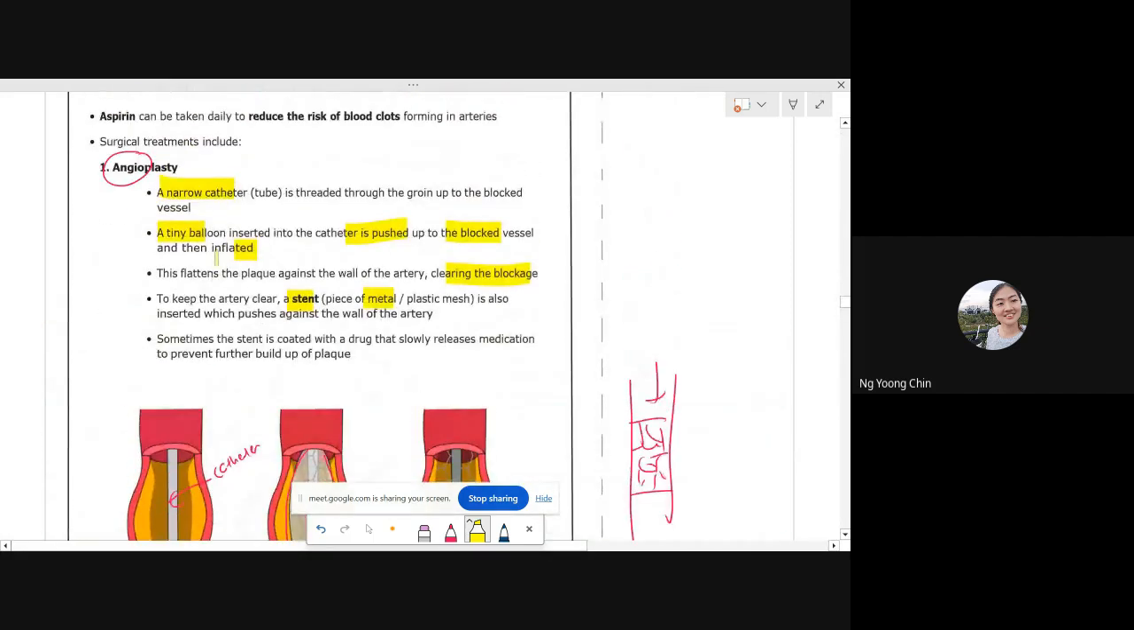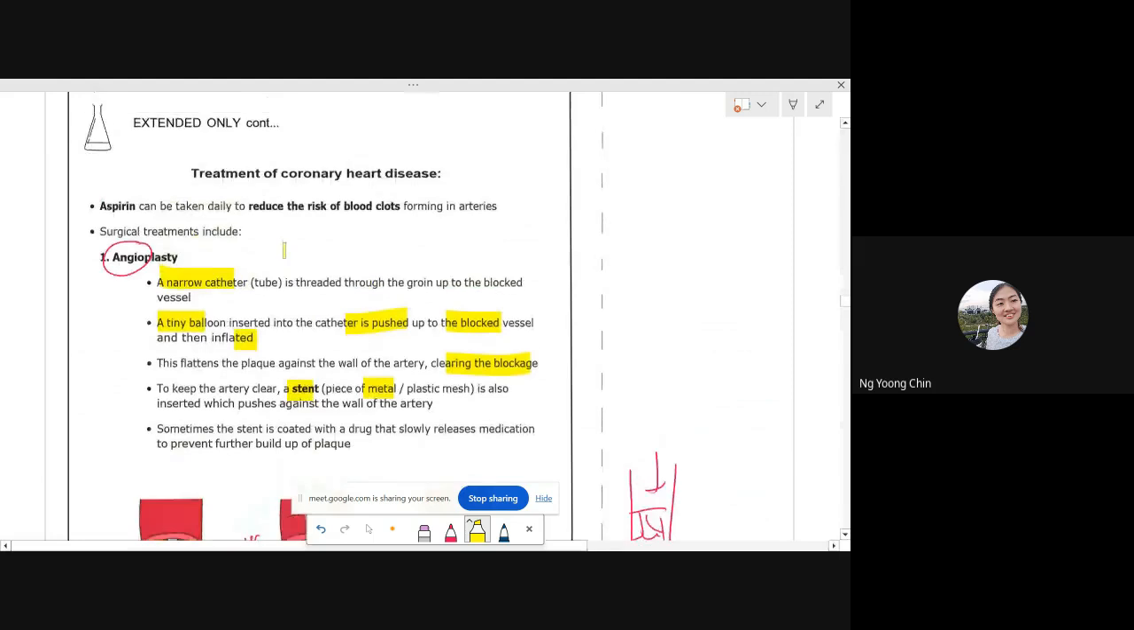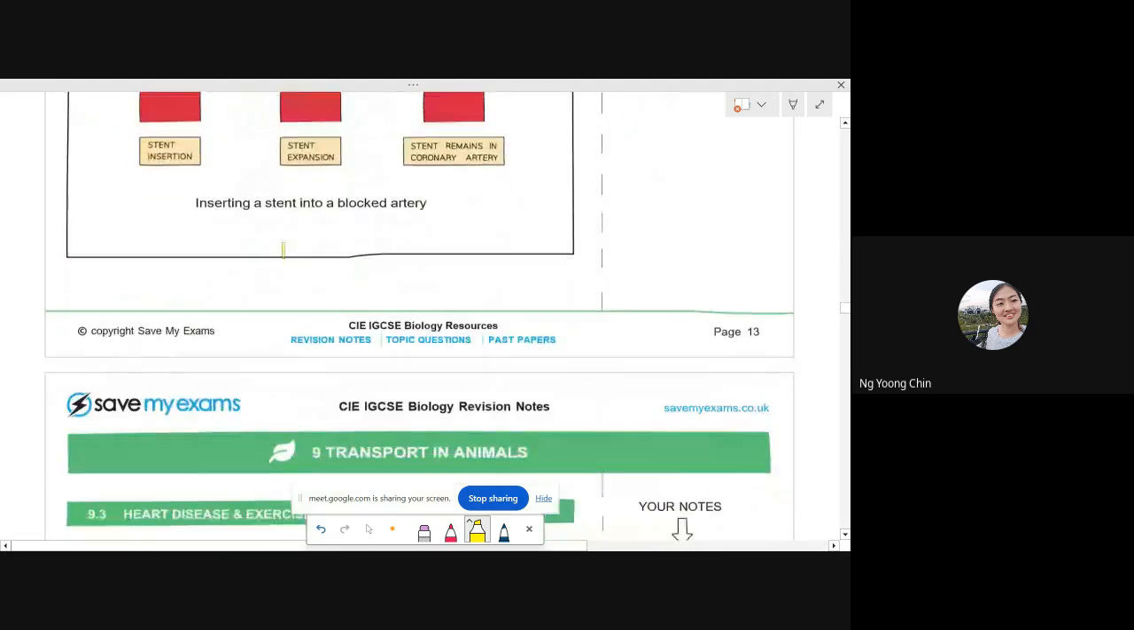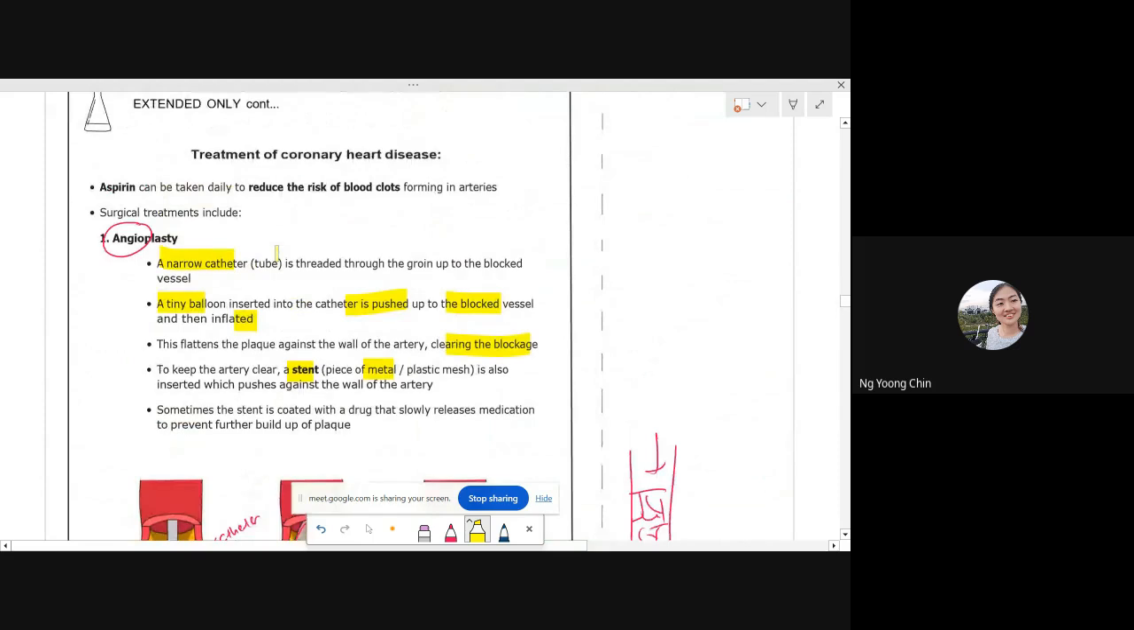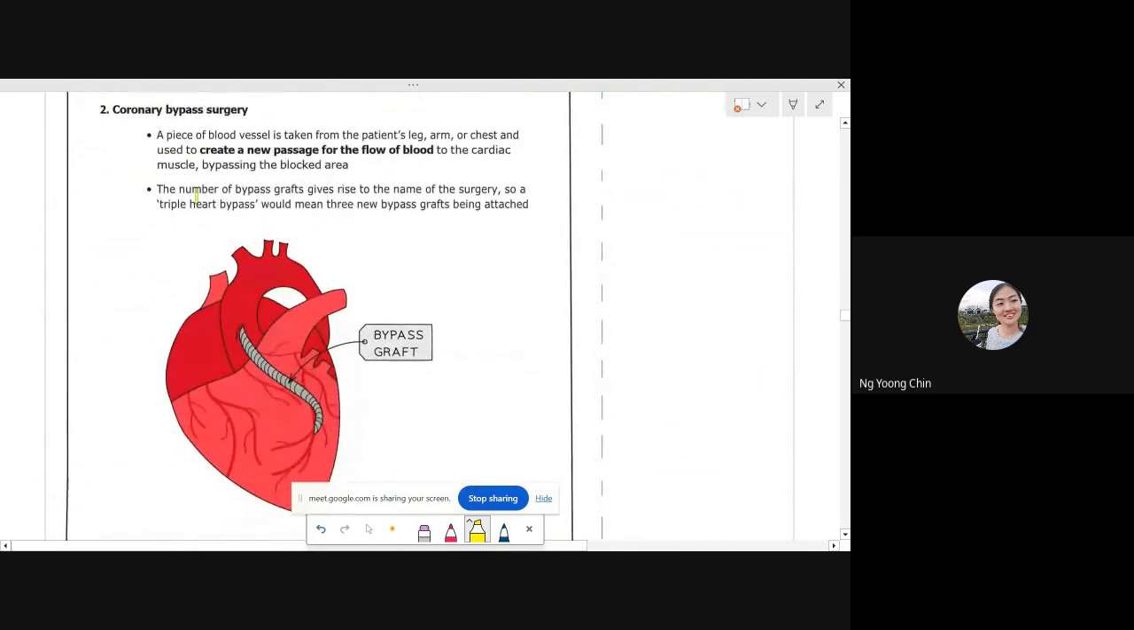This is called angioplasty. Angio means blood vessel. Plasty means using the balloons or the stent to do this. This is one of the methods we call angioplasty. Now we talk about coronary bypass surgery.